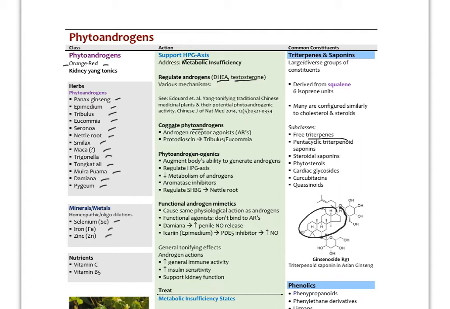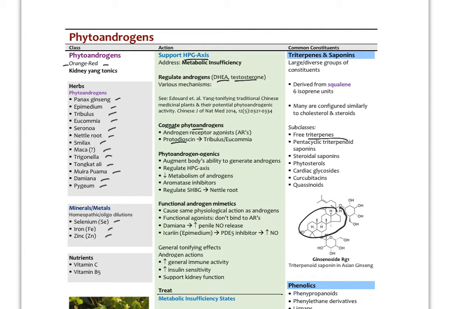That kind of goes through the chemistry of these and analyzes them. But cognate phytoandrogens are essentially androgen receptor agonists. So tribulus and eucomia both have protodioscin, and protodioscin, a triterpene, is actually an androgen receptor agonist.